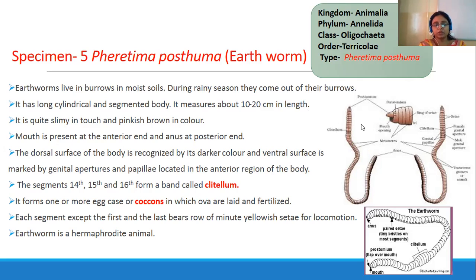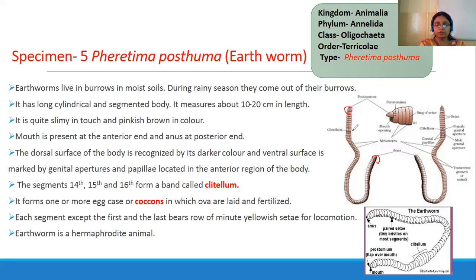And the mouth, here you can see the two ends are there. This is the anterior end and this is the posterior end. At the anterior end, the mouth is situated. At the posterior end, the anus is situated. Again, our complete digestive system is there with two openings, mouth and anus.